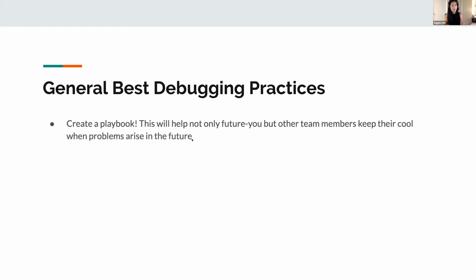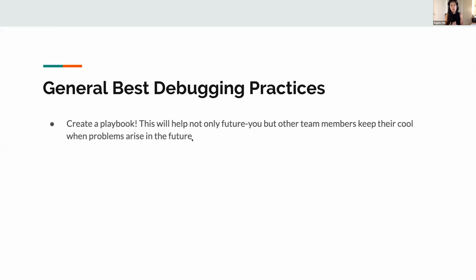This isn't just specific to networking, but applies to any debugging scenario. The first thing that I always like to recommend is to create a playbook. More often than not, we don't really think about creating a playbook until we've had to debug a really hard problem. But by coming up with a set of steps ahead of time, even a playbook that's just saying, this is a framework of who you should involve or where you should document things, this will not only help future you, but it's also going to help other team members keep their cool when problems arise in the future.